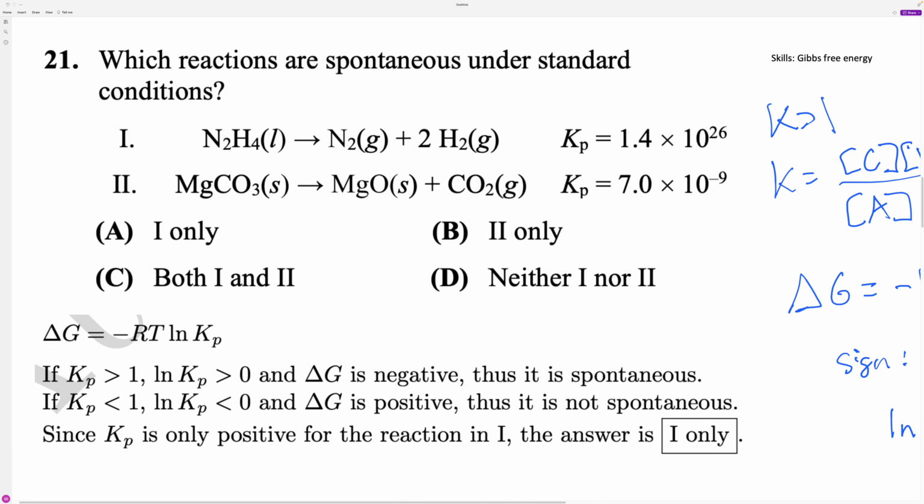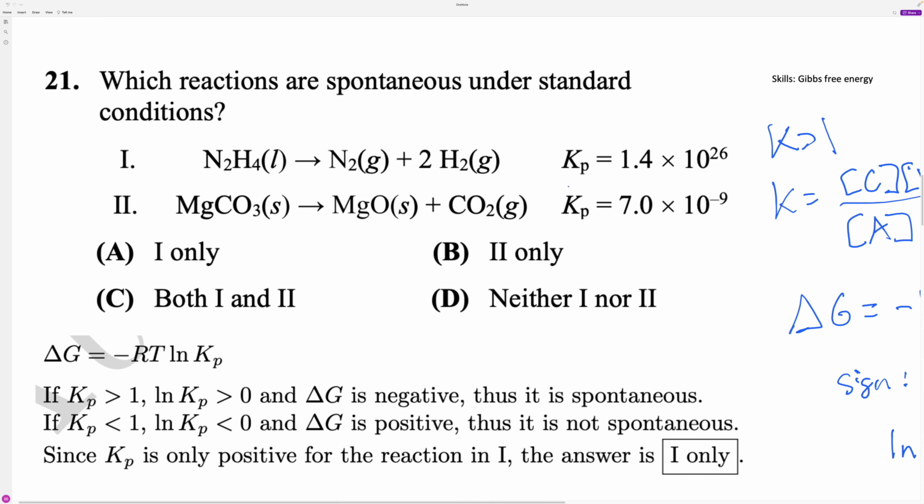So let's go back to our question here. The first reaction has K much greater than 1, and the second reaction has K much less than 1. So our answer is going to be I only, since only that has K greater than 1.